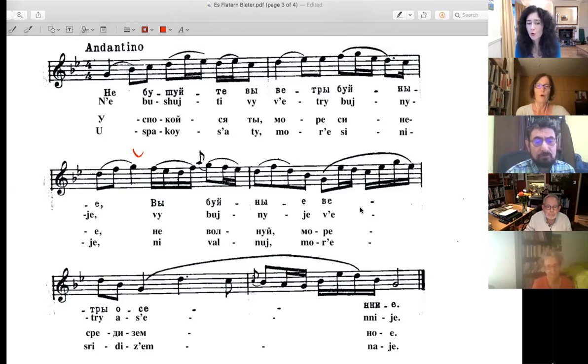Не волнуй море. And the re is stretched and stretched and stretched. And let's just sing that.